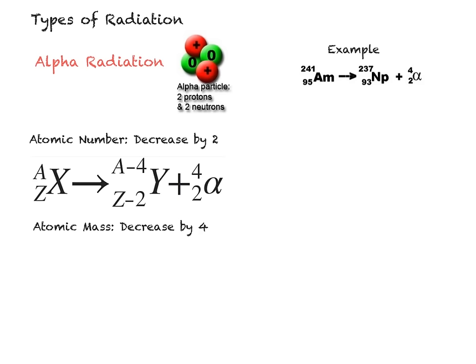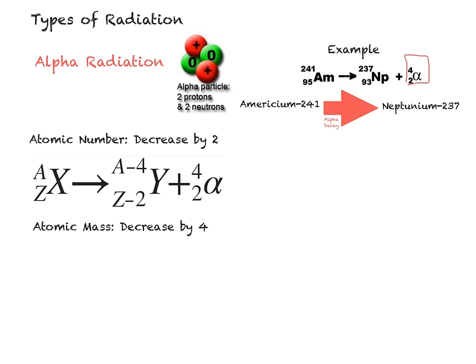In this example, Americium 241 has an atomic number of 95 and an atomic mass of 241. It will undergo alpha decay to form Neptunium 237, which has an atomic number of 93 and an atomic mass of 237. As we can see, an alpha particle of atomic mass 4 and atomic number 2 has been released. Finally, some important facts about alpha radiation.